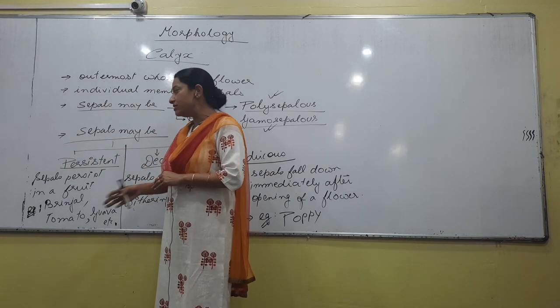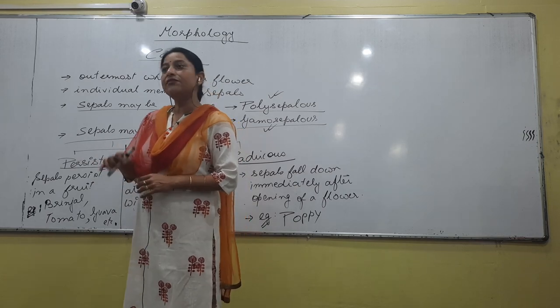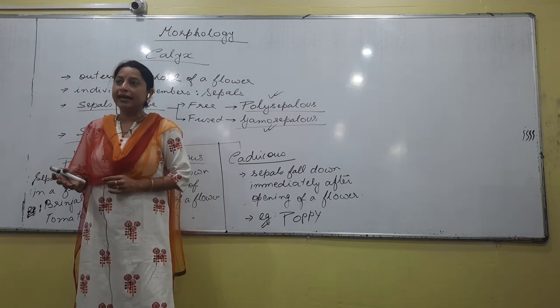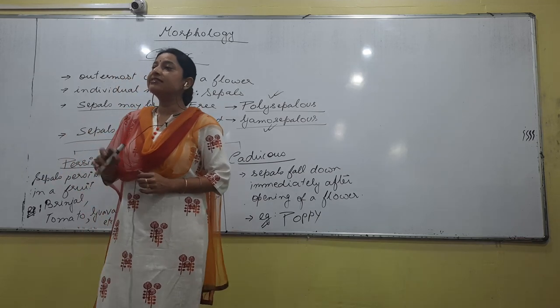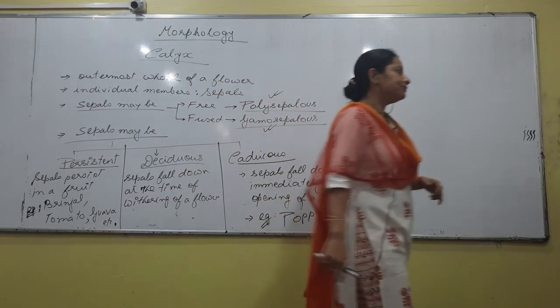So what you need to know is, if it's persistent, not necessarily will it always be green, or remain green. Some fruits have a dry calyx. So give an example of a persistent dry calyx: guava, right?